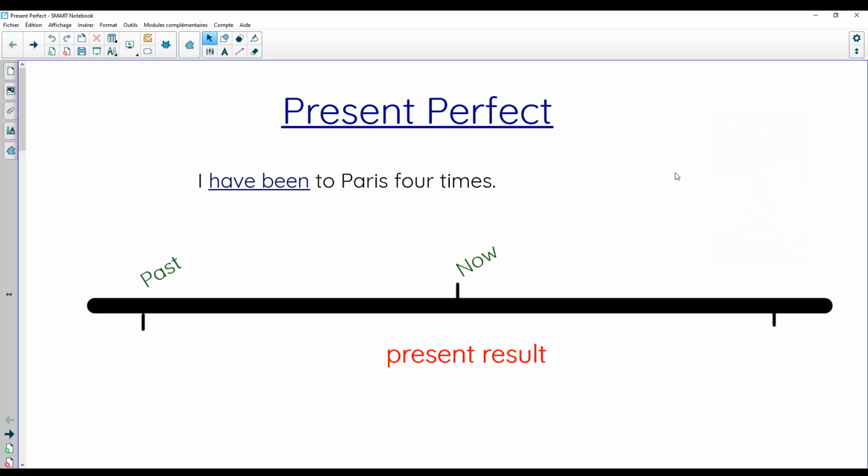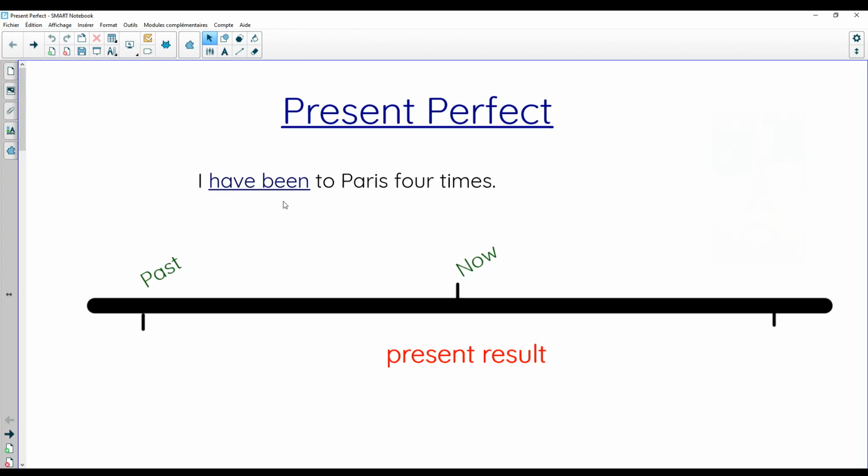Present perfect tense. This is what it looks like. I have been to Paris 4 times. So it's the verb tense that's formed with the simple present of to have and the past participle of a verb. Here it's the verb to be.